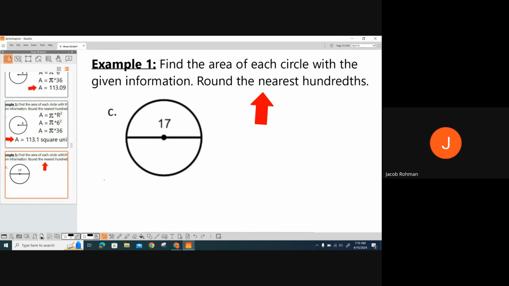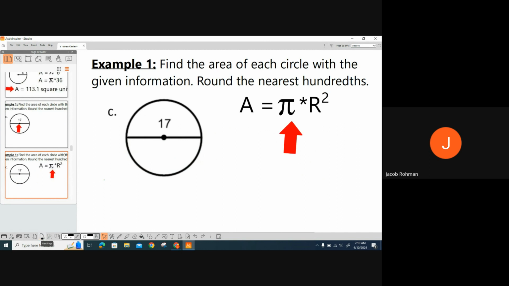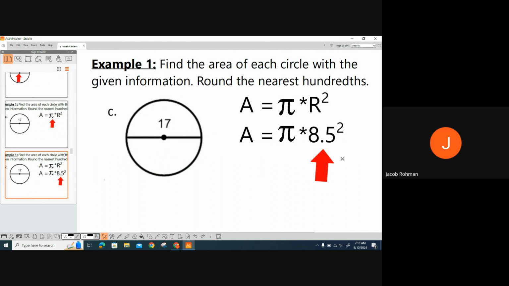And then letter C in example 1, also from your notes. Same directions, find the area of the circle with the given information and round to the nearest hundredths. But here we're given the diameter of the circle, which is all the way across, passing through the center. So if the diameter is 17, well, we know the radius is half of that. So using our formula, pi times r squared, we're going to say that r, the radius, is 8.5. So that's half of 17.